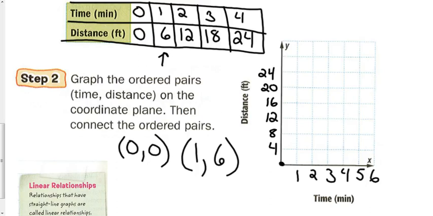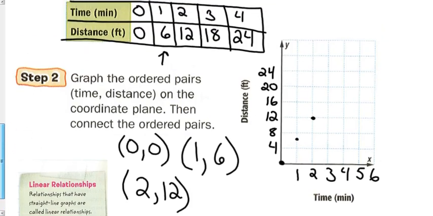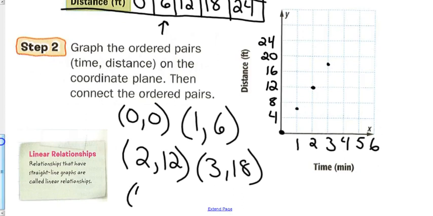So we had (1, 6), which is right halfway between there. Then we had (2, 12), and then looking back up, we had (3, 18), 1, 2, 3, up to 18, which is right here between 16 and 20. And then we had one more, which was (4, 24). So we can go to 4 minutes all the way up to 24 feet.